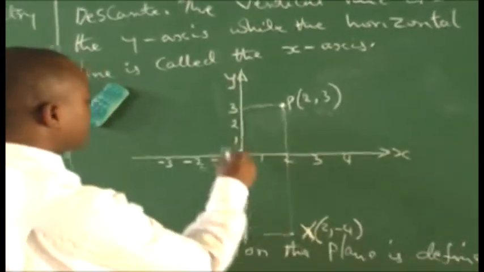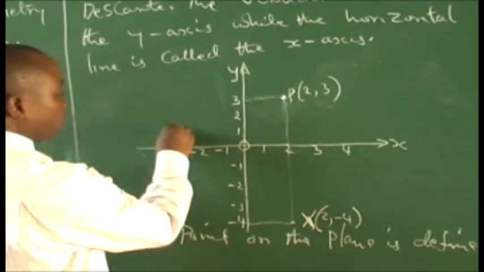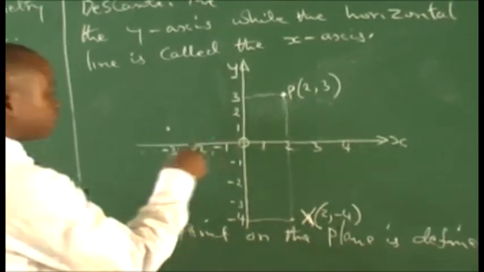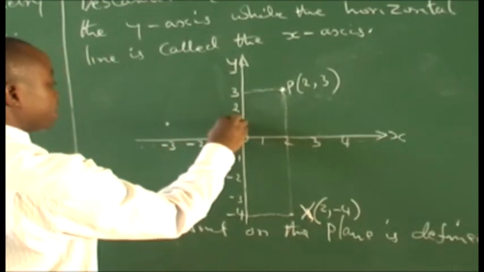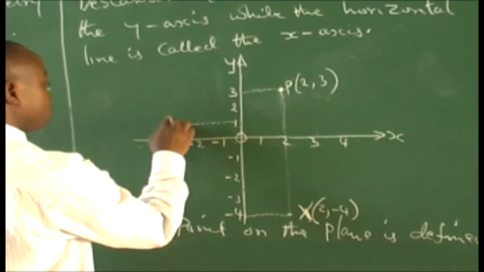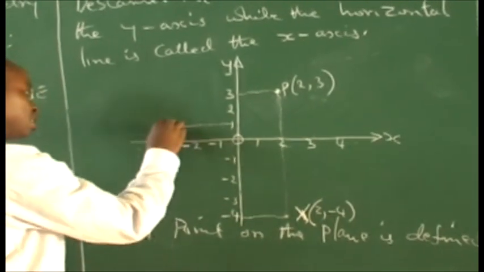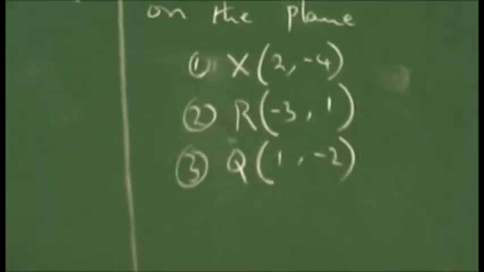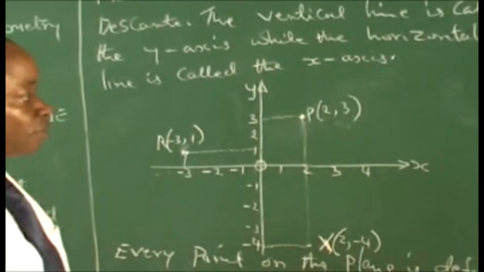I will place the point somewhere here. Why is it here? Because x is minus 3 and then y is 1. So if I move from here to this place, I will get my point. Then I place it here. So this is where the point is. So I can now see that R has coordinates minus 3 and 1.